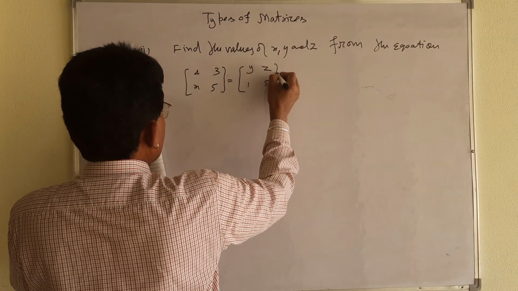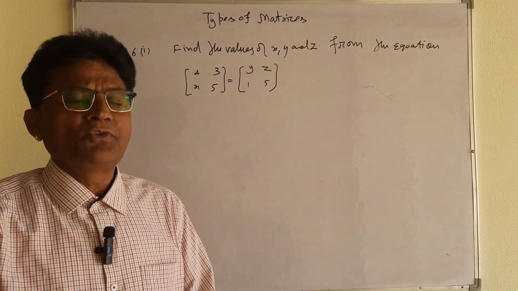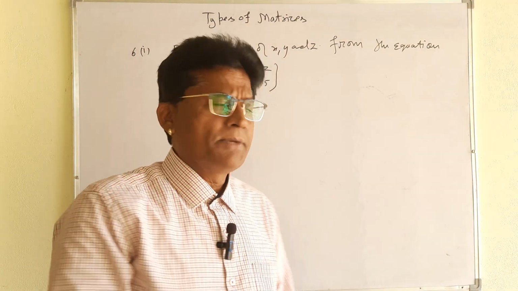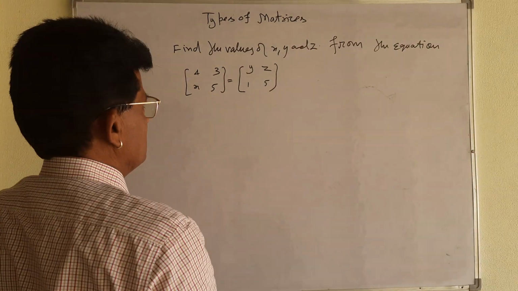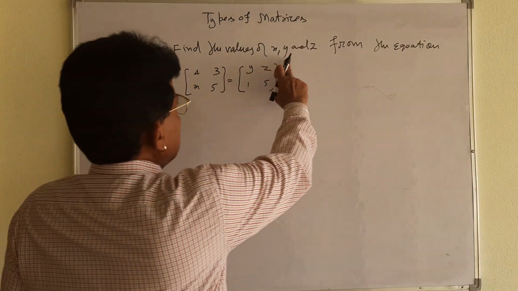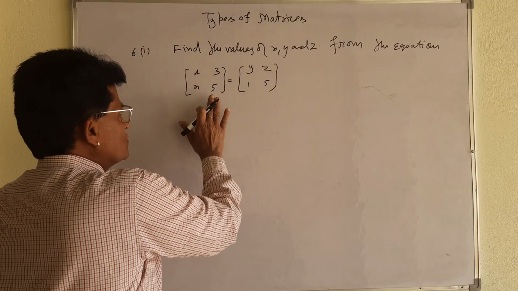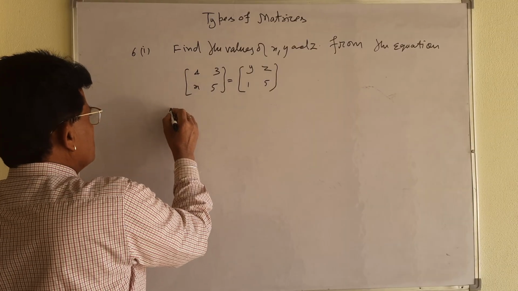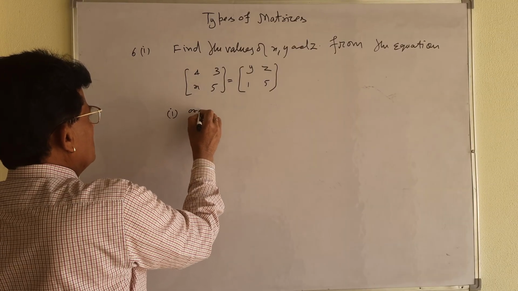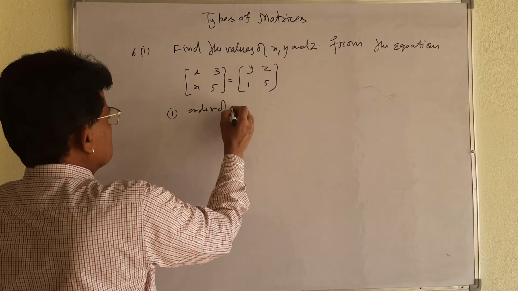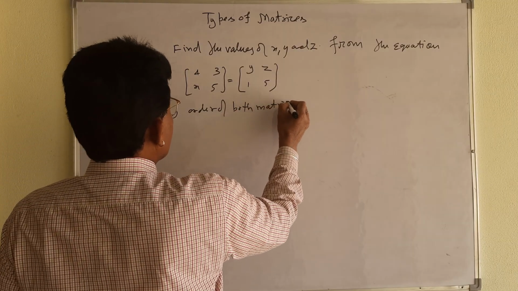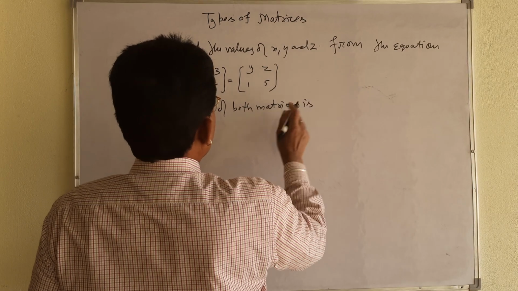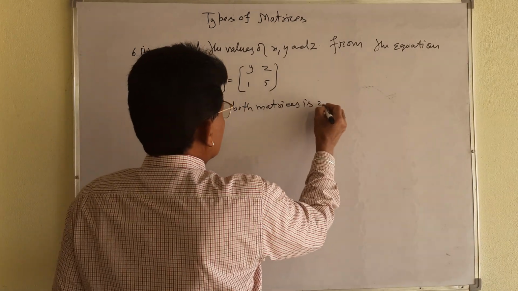In the coming exercises also you will take the similar definition. Without this definition you cannot find the solution of the question. Here it is given, find the value of x, y, z. These two matrices, first of all you see the order. I told you the order of both matrices is 2 by 2.